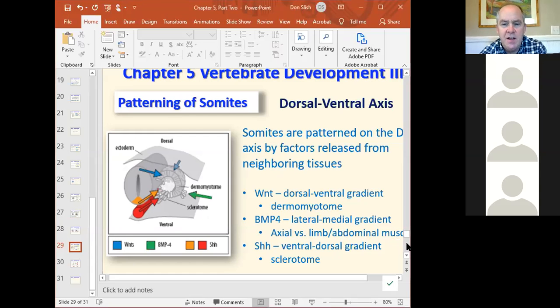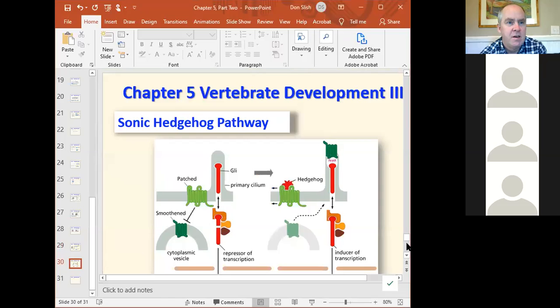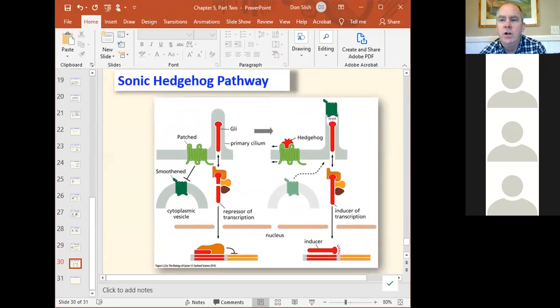All right, so last slide then is the Sonic Hedgehog pathway. This is a weird one. Basically, the idea is you've got, again, some of these silly names as participants in the signaling pathway. The primary thing that we're regulating is this protein over here called GLI. So GLI is a transcription factor, and it can either be a repressor or an activator of gene transcription, depending on how it's regulated.